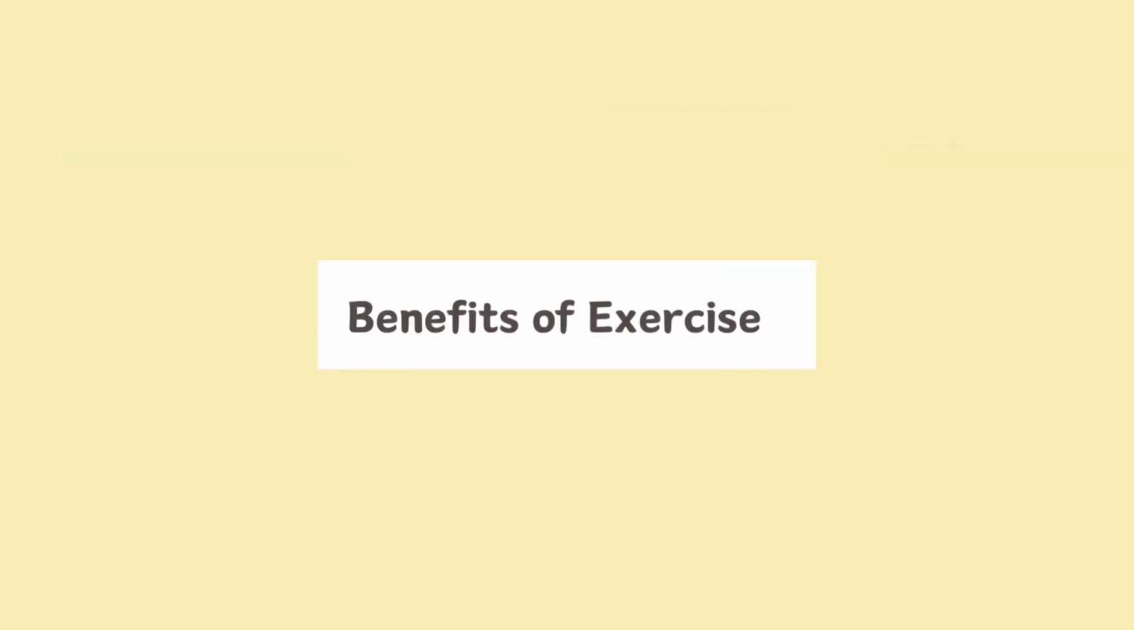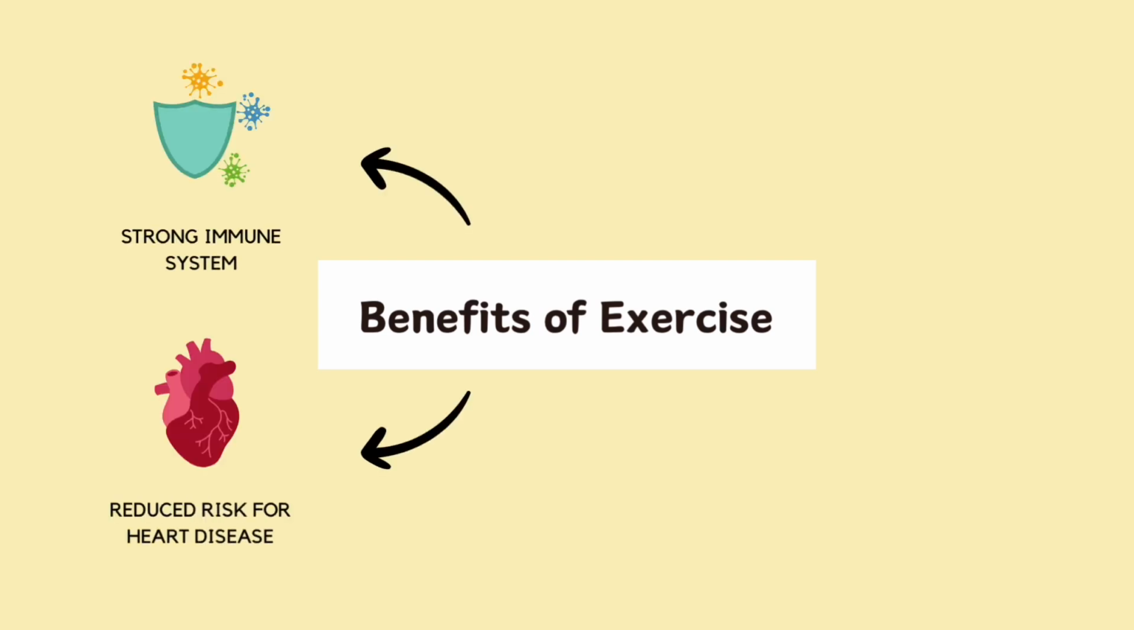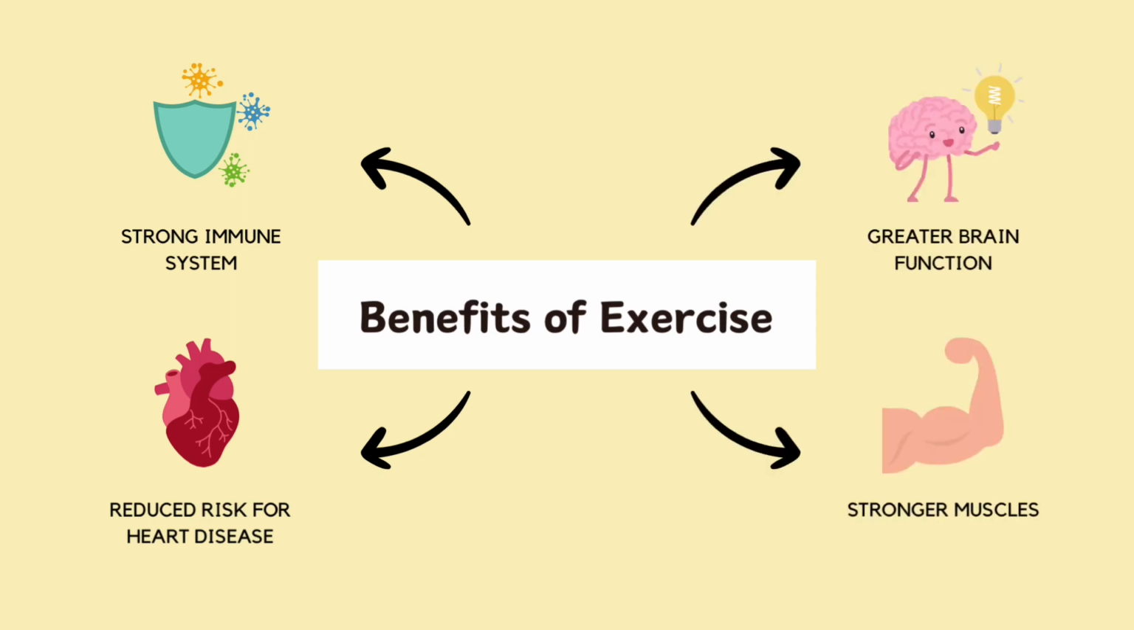There is an abundance of benefits to exercising and moving our body. Some of the greatest ones include a stronger immune system, a reduced risk for heart disease, greater brain function, and stronger muscles. One of the most important benefits we can look for in our metabolism is building stronger muscles from exercise. The amount of muscle our body has plays a huge role in how fast or slow our metabolism can get.